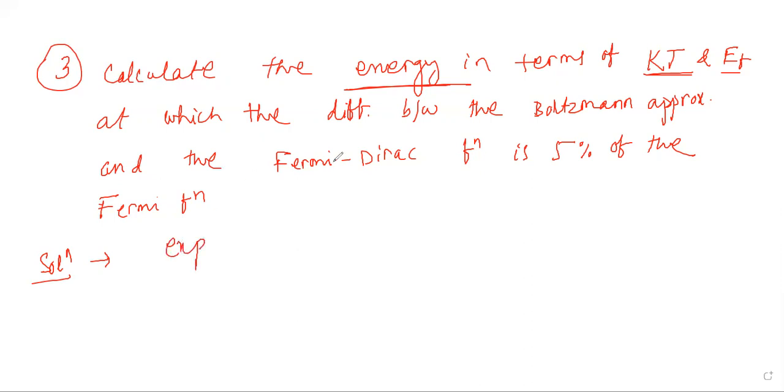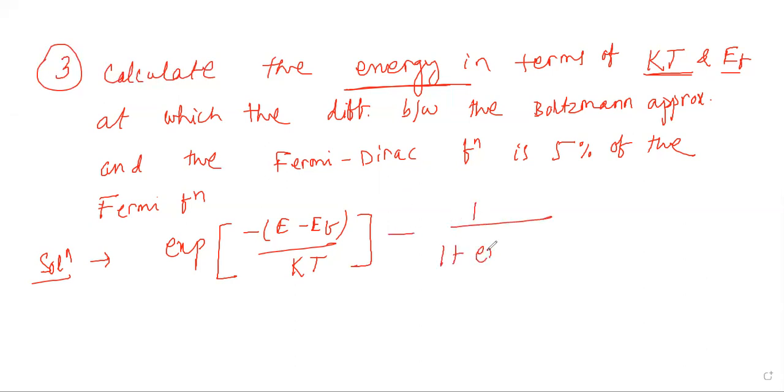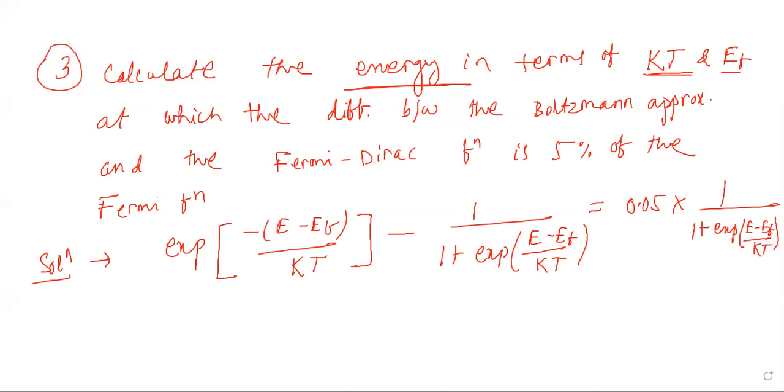We can write the Boltzmann approximation, which is exponential e to the power minus (E minus EF) divided by kT, minus the Fermi-Dirac distribution, which is 1 divided by 1 plus e to the power (E minus EF) divided by kT. This must be equal to 5% of the Fermi function. 5% means 0.05, so 0.05 times 1 divided by 1 plus e to the power (E minus EF) by kT. This is the equation, and you solve it.